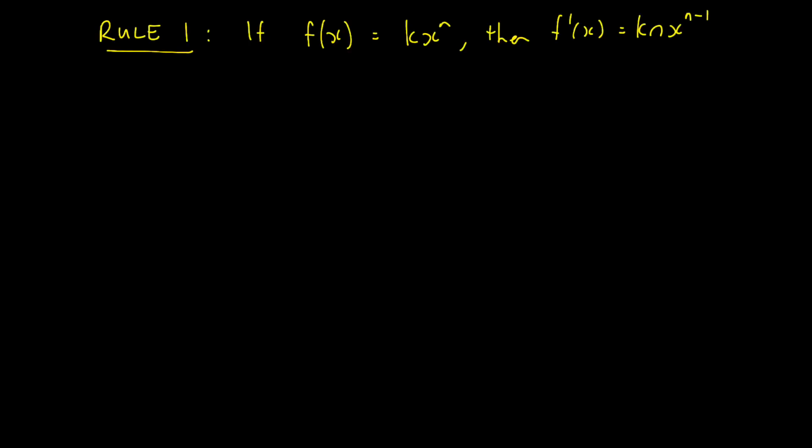Firstly, rule 1 says that if f of x is given as k times x to the power of n, where k is the coefficient, then the derivative of f, or f prime x, is equal to kn x to the n minus 1. So they've taken the exponent n, multiplied it by the coefficient k, and subtracted 1 from the original exponent.